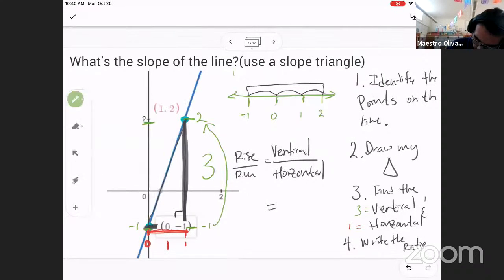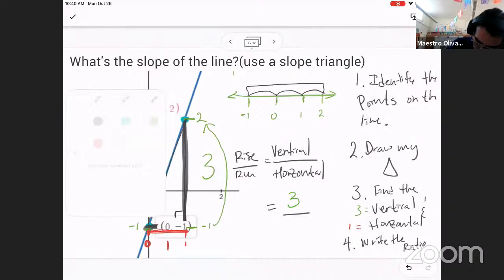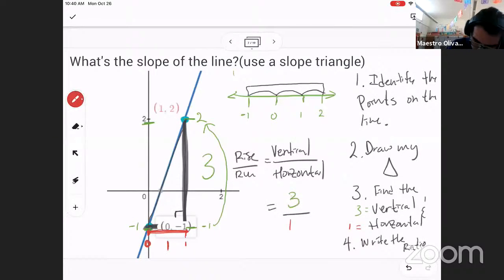Here, let me color code it so we remember what it's supposed to look like. 3 over 1, which is the same thing as the number 3. So our slope here is 3. And I can tell you a slope of 3 is really steep. If you told me, hey, that mountain over there has a slope of 3, I'm gonna be like, oh hell no, I ain't climbing that. I'm gonna slip. I'm not even gonna be able to grip it.